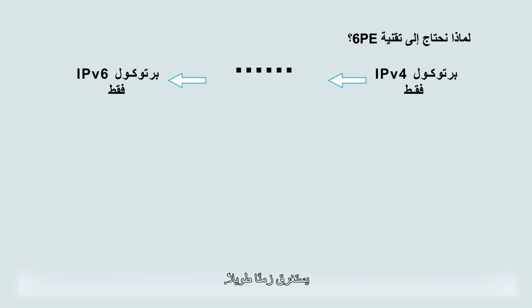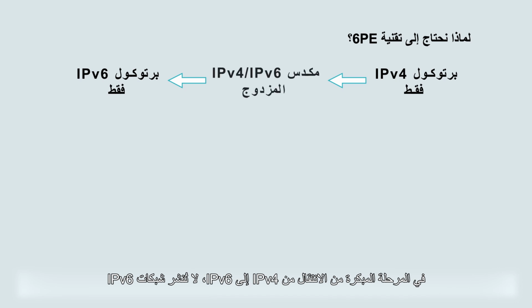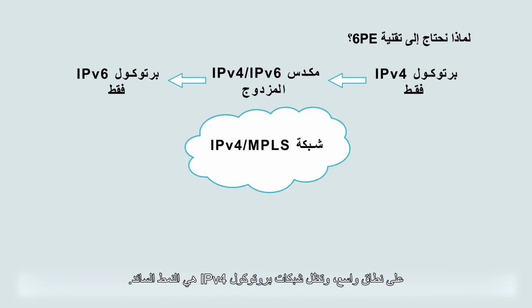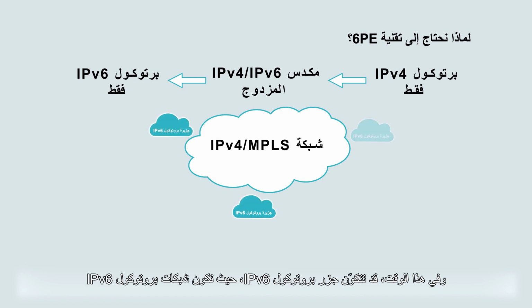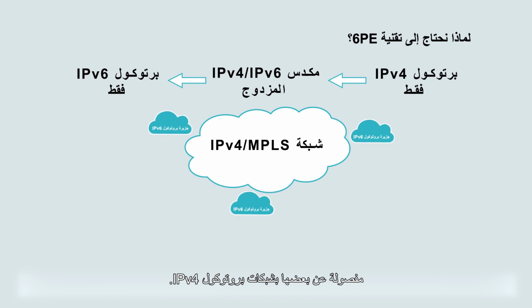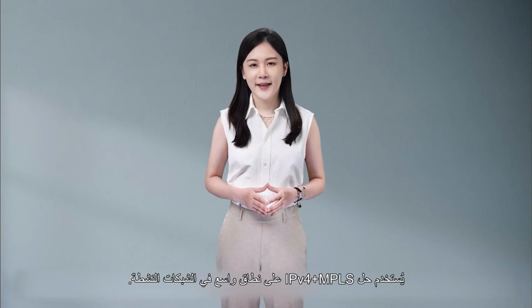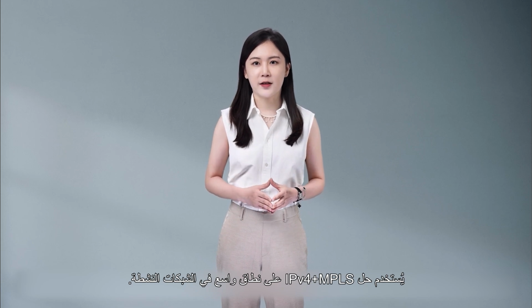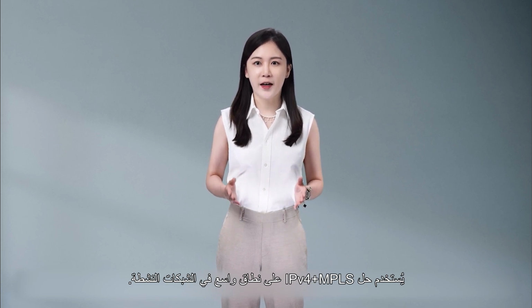However, it takes a long time for networks to evolve from IPv4 only to IPv6 only. In the early phase of IPv4 to IPv6 transition, IPv6 networks are not widely deployed, and IPv4 networks are still the mainstream. At this time, IPv6 islands, where local IPv6 networks are separated by IPv4 networks, may occur. The IPv4 plus MPLS solution is widely used on live networks.